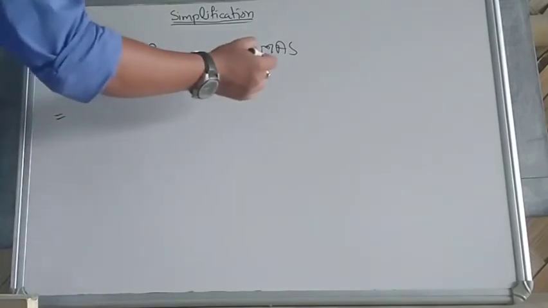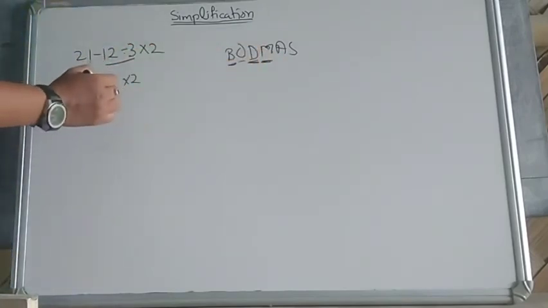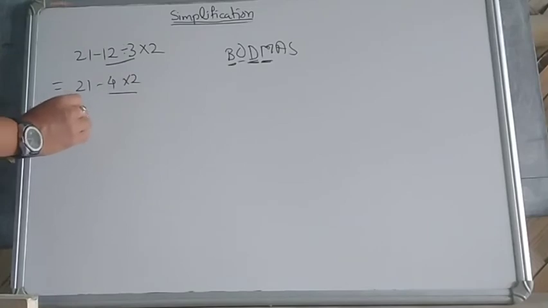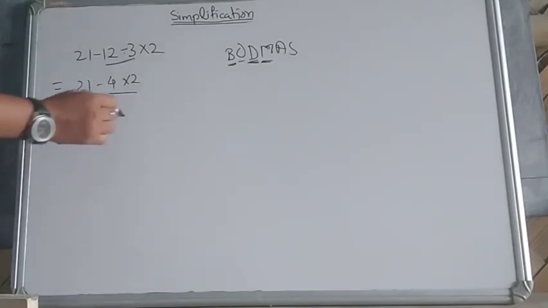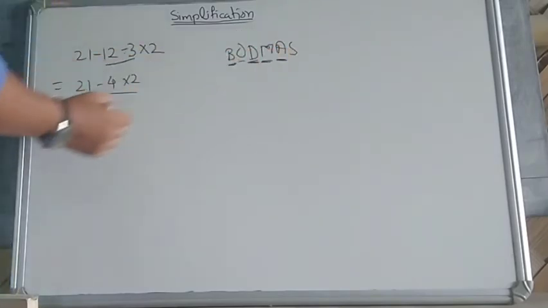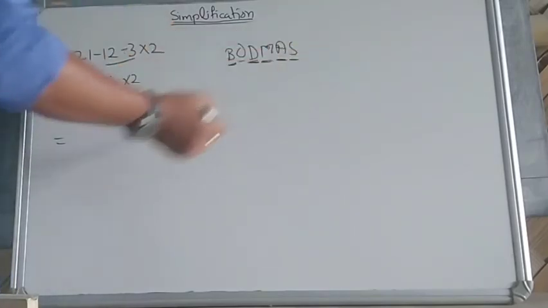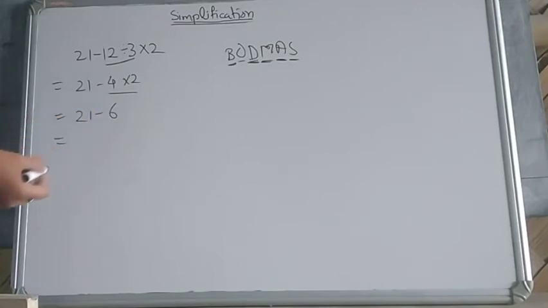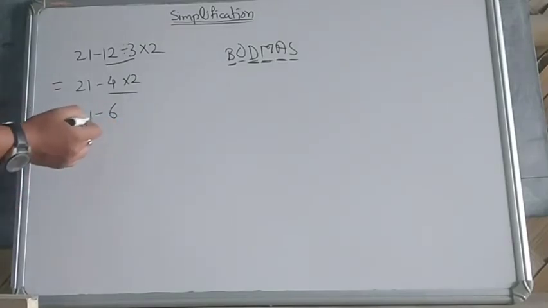Then second we have to do multiplication. So 4 into 2 we have to do, that gives me 8, and 21, from there we do not have addition between them, we have subtraction. So now subtraction we have to do, 21 minus 6. So 21 minus 6 will give me 15. So this is your answer.